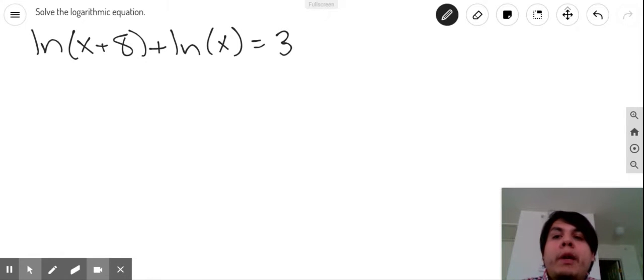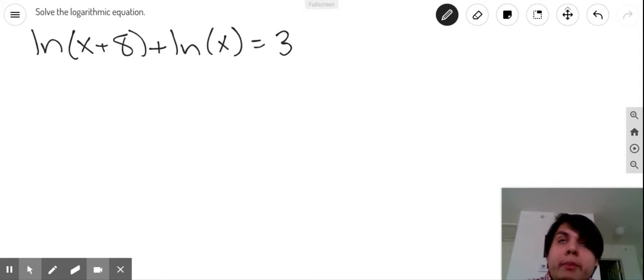Hey guys, so we're back with solving logarithmic equations. Now this one's going to be a little different, and here's why. We have natural log of x plus 8 plus natural log of x will equal 3. Just 3. There's no natural log, it's just a 3.